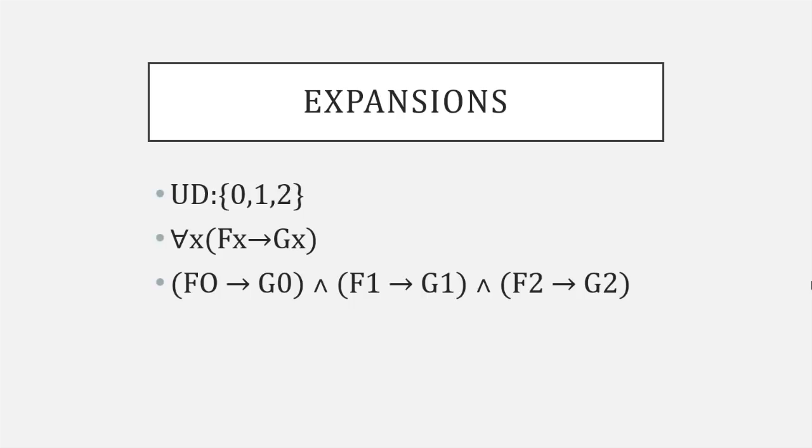So the first conjunct here says, if the object 0 has the f property, then the object 0 has the g property, and so on for 1. Is it clear what this bottom sentence is supposed to be saying? The universal said, for anything that you stick in for x, this conditional is going to be true. And this expansion says, sticking in 0 for x, and sticking in 1 for x, and sticking in 2 for x, those have all got to be true in order for the universal to be true.